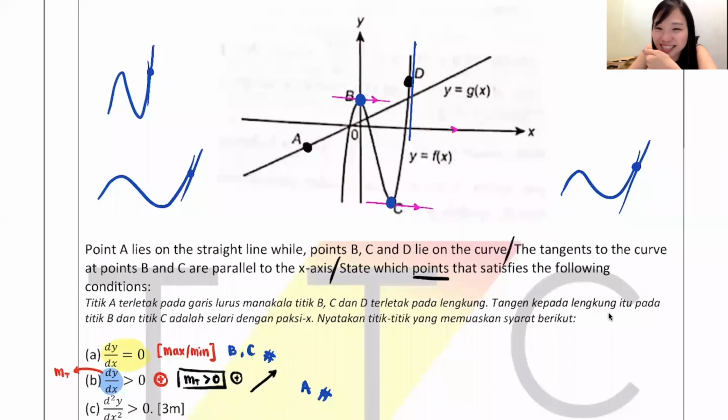But yeah, the answer just really doesn't have it. This is a real SPM question, so this answer is a real SPM answer. It's only got point A. Don't have point D. I'll try to figure out why there's no point D.